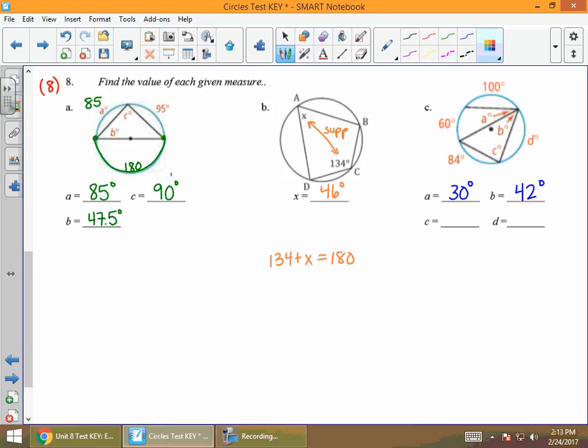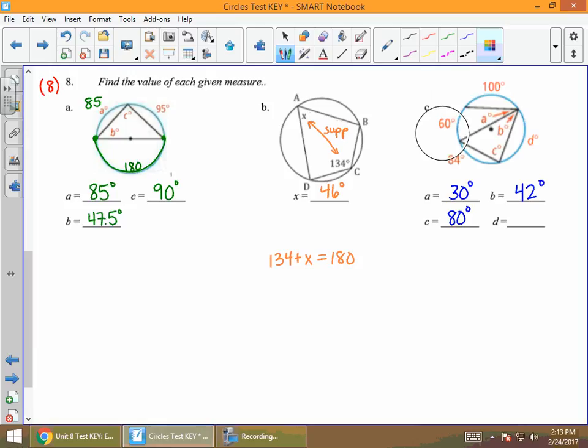Find C. Here's angle C. Angle C makes up this big arc here, and that arc is so big it takes up two pieces. So that is 60 and 100. So this big arc here is actually 160. So half of 160 is 80, another inscribed angle.